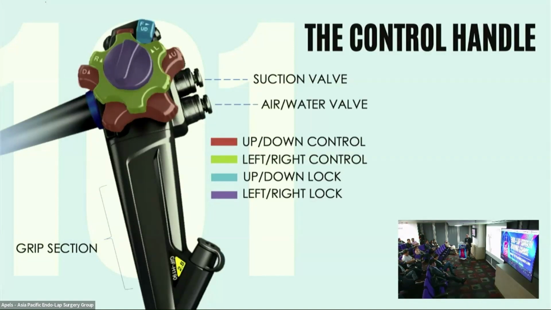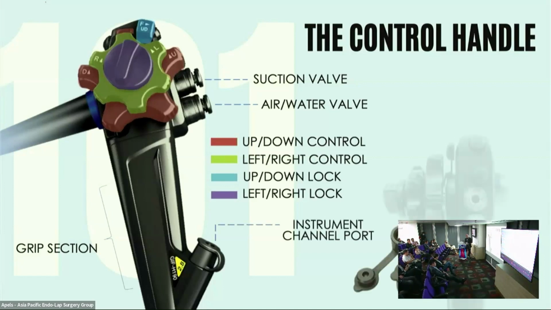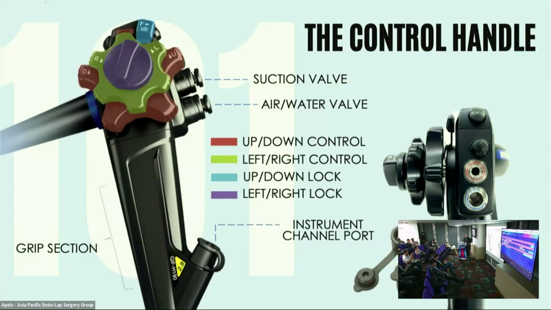So air water valve, just press on it. It will put out water. Deep press would put your finger on top of the hole, cover the hole. It will be air. Press on it, it will be water. And then this is the instrument channel port. This is how it looks like, front facing.